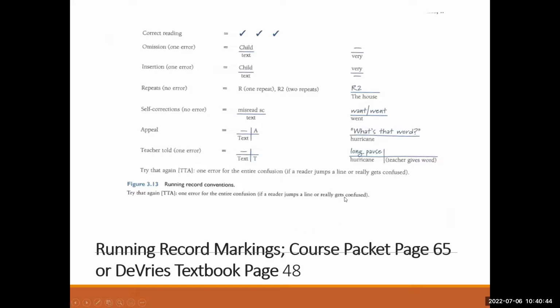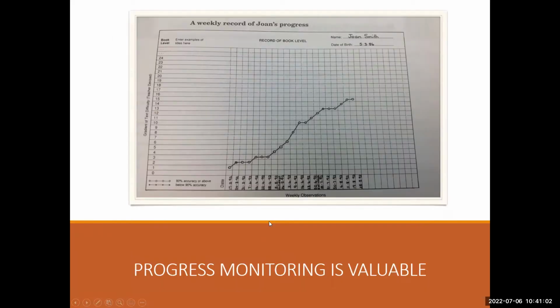Okay, so that's what the markings look like. I know it's a lot to absorb, but as you're doing your first few tries, you can use the markings in your course packet or your textbook to follow along and help you. It'll get easier the more you try.